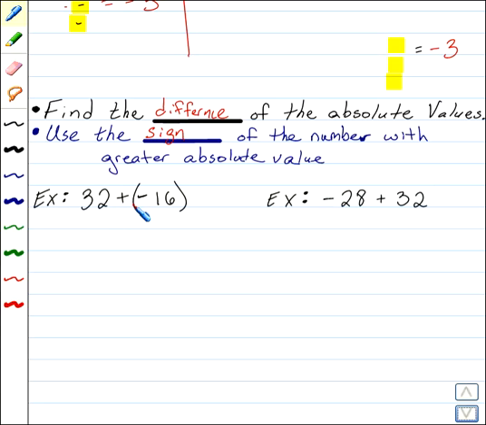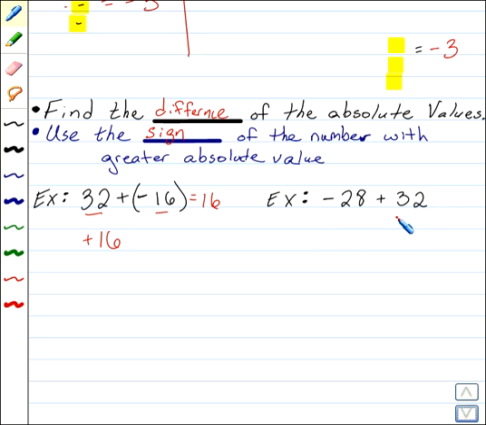So the difference between 32 and 16, that's the absolute values of the numbers, is 16. And the sign I want to use is the sign on the number that has greatest absolute value. 32 is greater than 16, so we want a positive. So the answer is +16, or just 16.